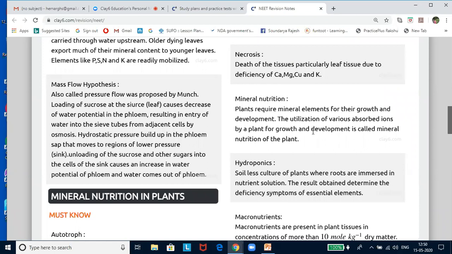Now let us look at the mass flow hypothesis. This was proposed by Munch. The mechanism used for translocation of sugars from source to sink is called pressure flow or mass flow hypothesis. The sucrose, after synthesis, is moved into the companion cells, and then it moves into the living phloem sieve tube cells by active transport.